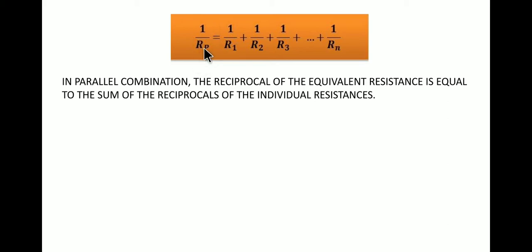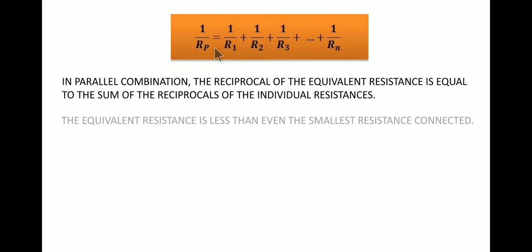Okay, the reciprocal of the equivalent resistance is equal to the sum of, all these are sums of what? The reciprocals of all the individual resistances. If you invert them and add them, then you'll get the reciprocal of the equivalent resistance.